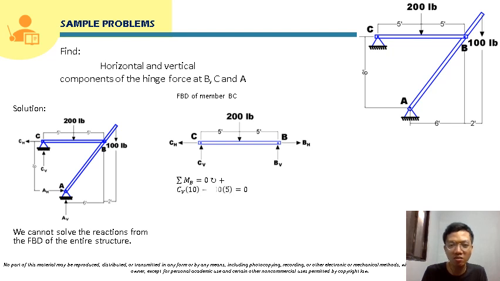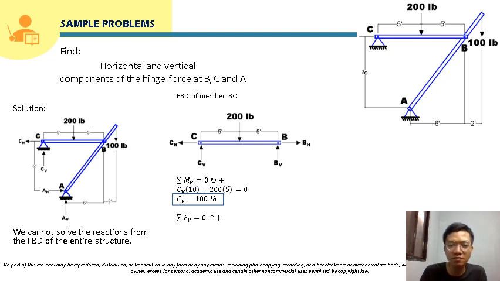So taking up moment at B, that will just be CV times 10 minus 200 times 5, so that will be equal to 0. So CH and BH, they will just be cancelled because they will pass through point B. Okay, so we can solve directly for CV here. So solving for CV, that will just be 100 pound. Okay, so we can already box this since this is already a vertical component of force here at C. So we can already box that.